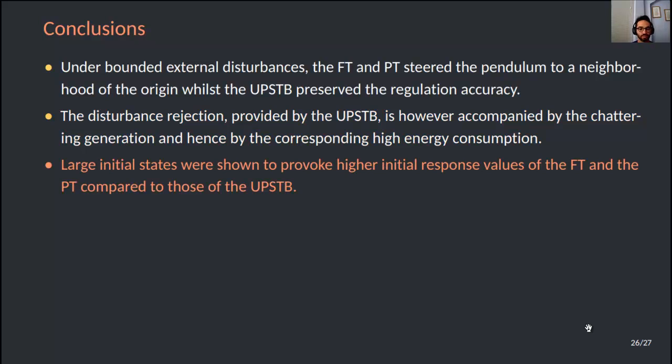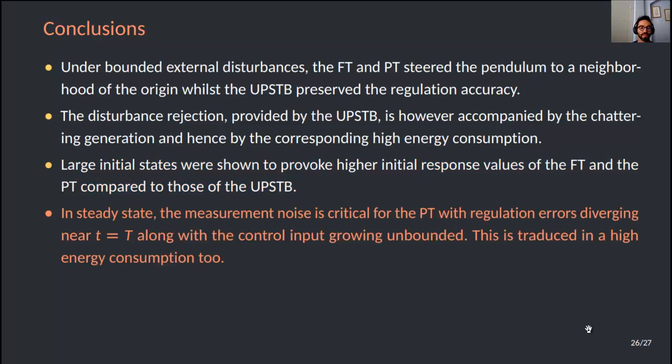Large initial states were shown to provoke higher initial response values of the FT and PT controllers compared to those of the UPSTB controller. In the steady state, the measurement noise is critical for the PT controller, with the regulation error diverging near t equal capital T, along with the control input growing unbounded. This results in a high energy consumption.